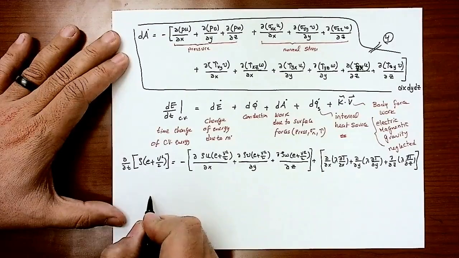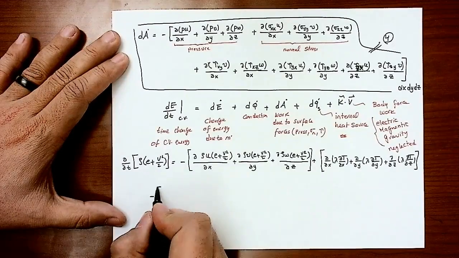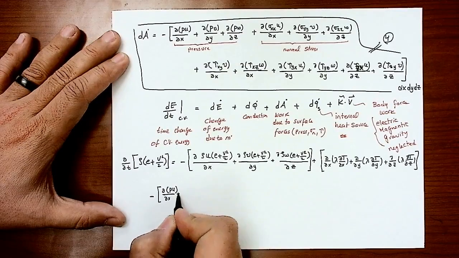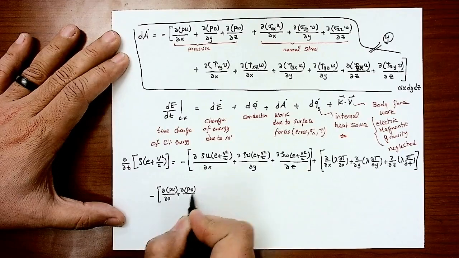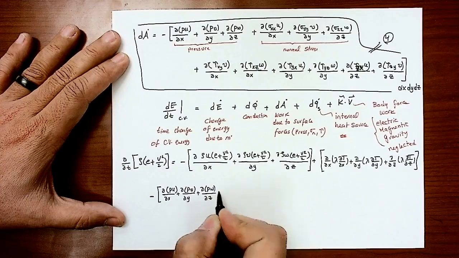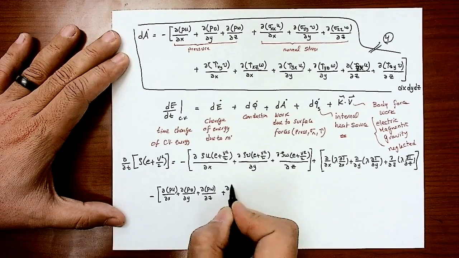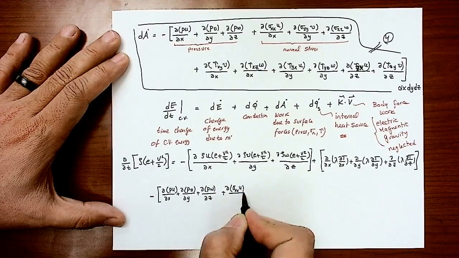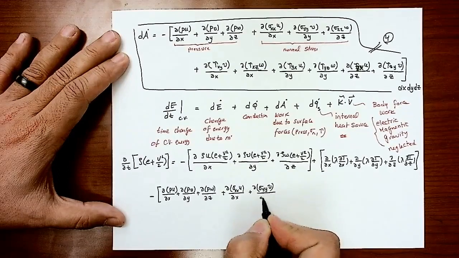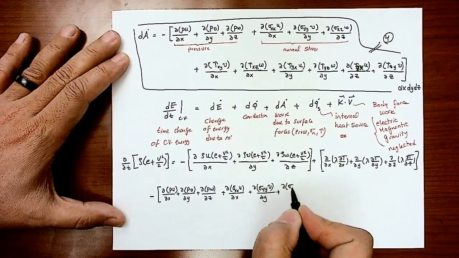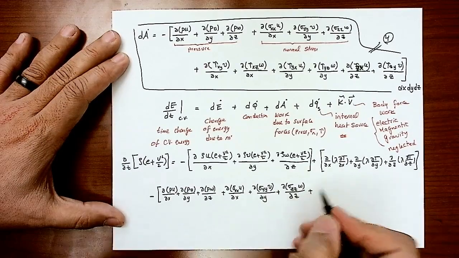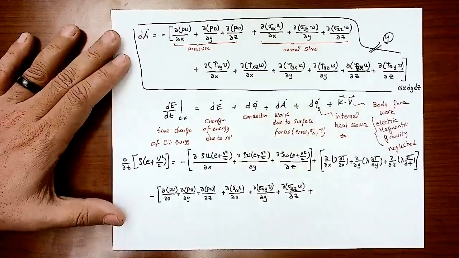So this will be plus minus ∂(pu)/∂x plus ∂(pv)/∂y plus ∂(pw)/∂z, plus ∂(σxx u)/∂x plus ∂(σyy v)/∂y plus ∂(σzz w)/∂z, plus the 6 terms for the shear stress.